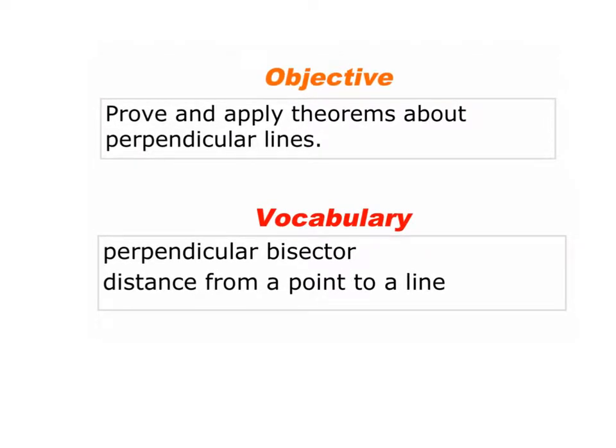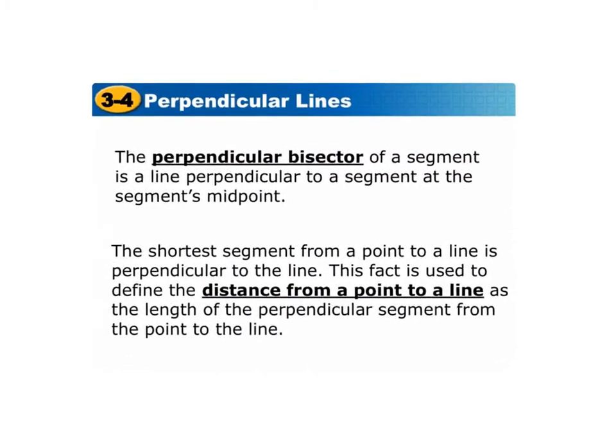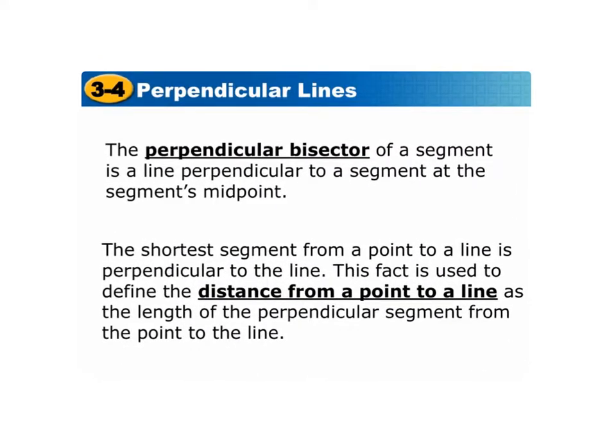So the objective of 3.4 is to prove and apply theorems about perpendicular lines. The vocab is perpendicular bisector and distance from a point to a line. So first we're going to take a look at the vocab. The perpendicular bisector of a segment is a line perpendicular to a segment at the segment's midpoint.